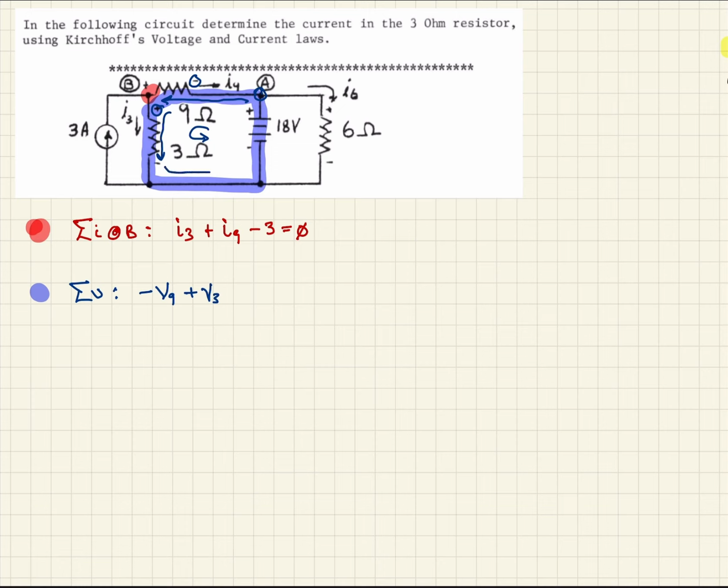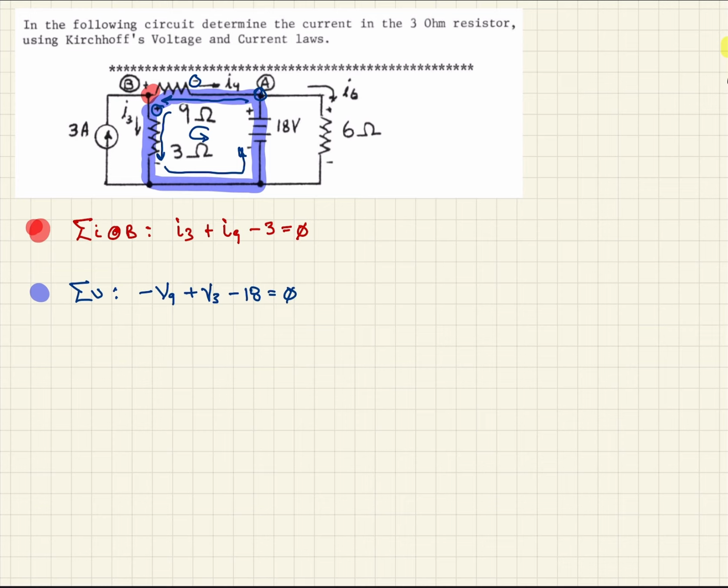And then as we continue around our loop, we encounter our voltage supply, and we hit the negative side first. And so that's simply minus 18. And again, that all has to equal 0 because we have to conserve energy. So these are the 2 equations, and from this we can now manipulate these equations a little bit.